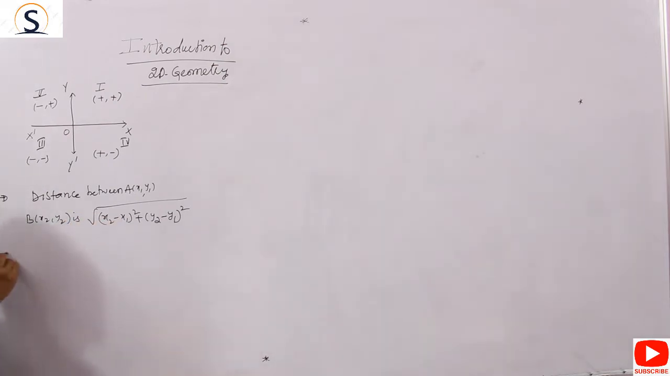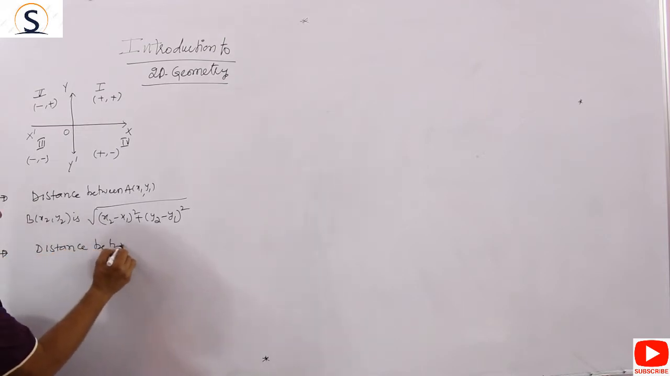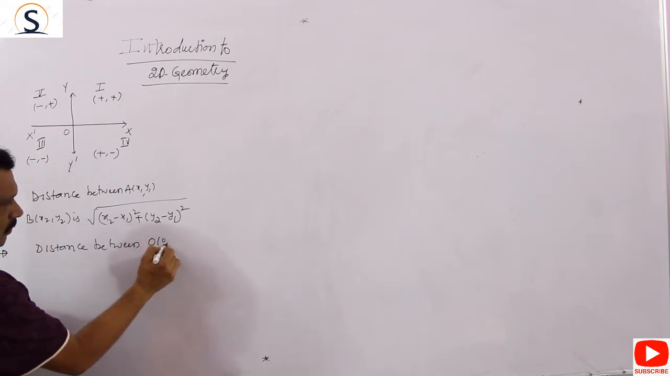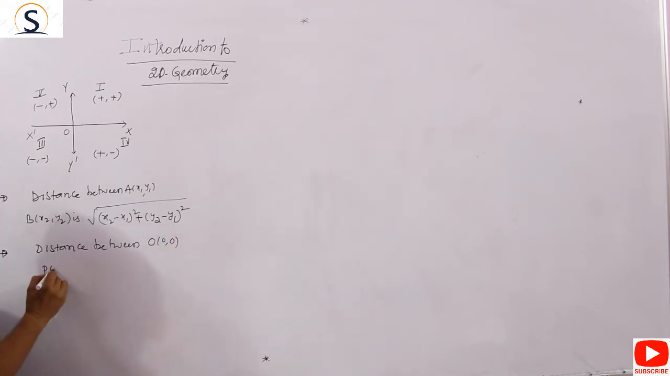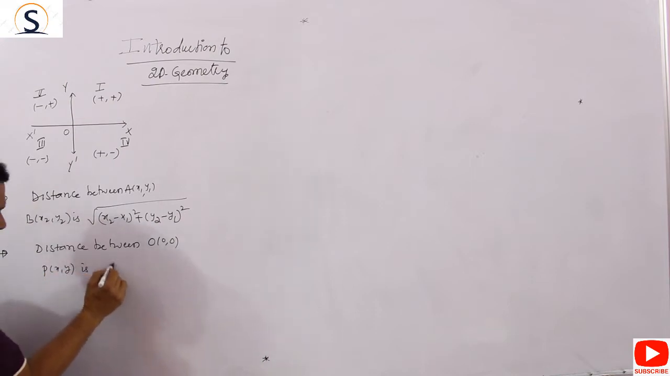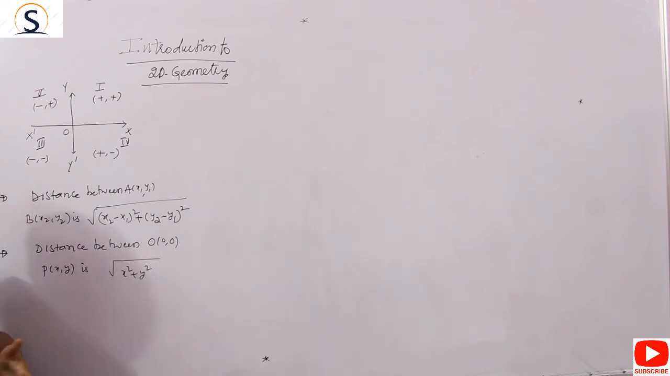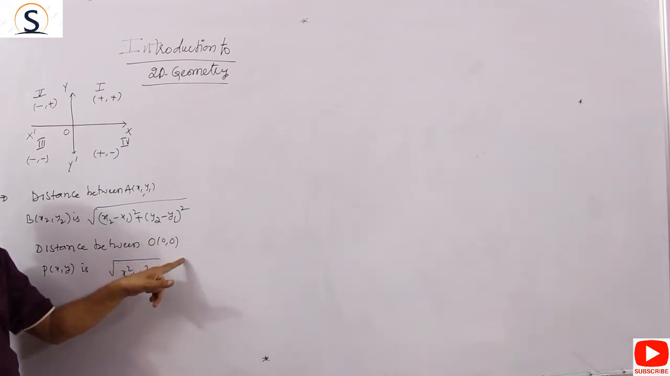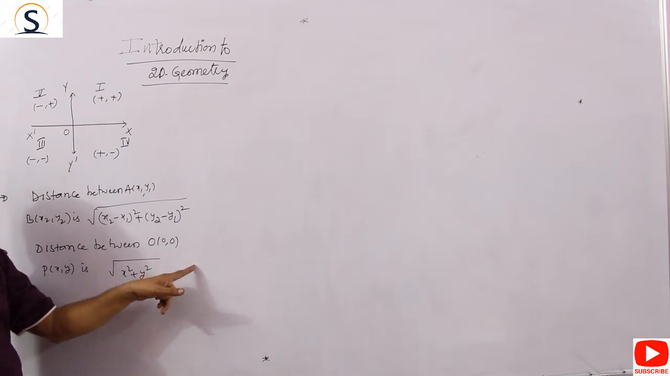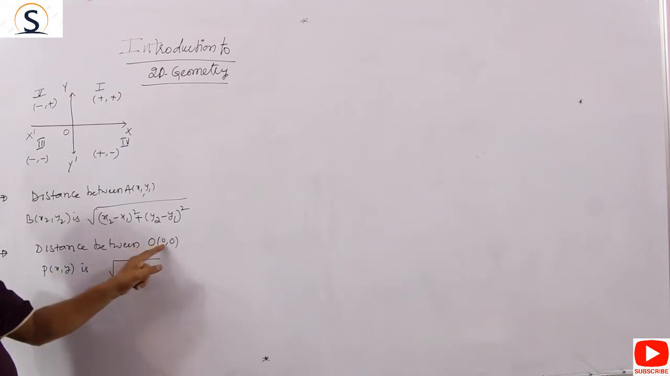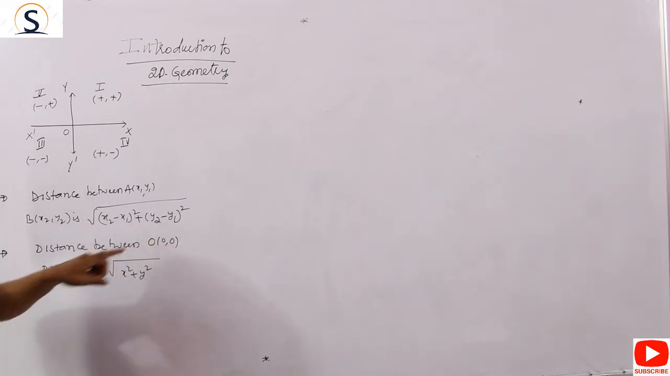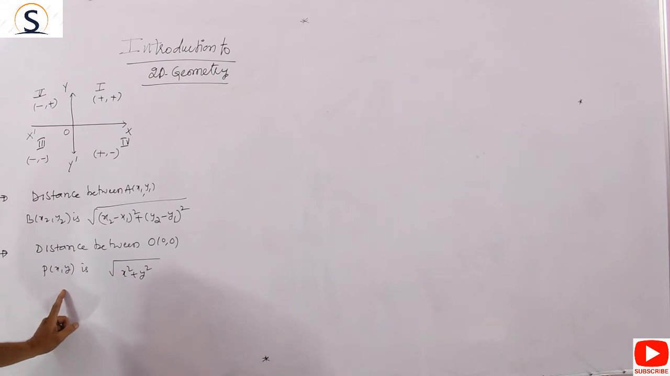The next one is the distance between O(0, 0) and P(x, y), which is the square root of x square plus y square, because one of the points is (0, 0). Therefore, x2 minus x1 whole square or x1 minus x2 whole square: x minus 0 whole square is x square, y minus 0 whole square is y square. So the distance from the origin to any point (x, y) is the square root of x square plus y square.